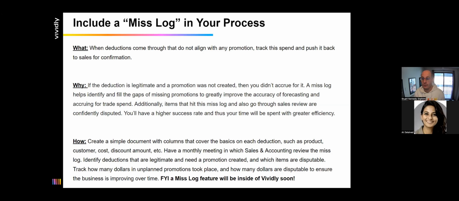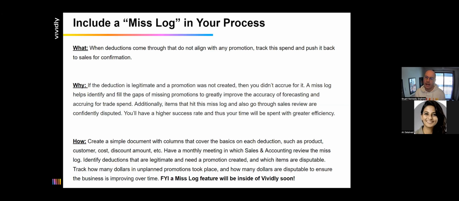At first, I guarantee you this log is going to be pretty big. You probably are missing a lot of different promotions in the system with deductions coming in, especially for those smaller buckets that I mentioned earlier. If you're a master of creating all the different other buckets, and you're a master of creating buckets of spend for every type of trade, your miss log's probably going to be pretty small.